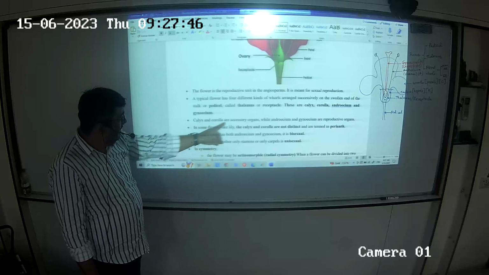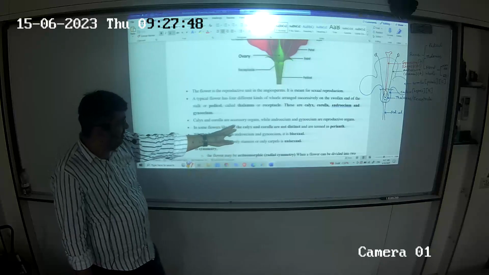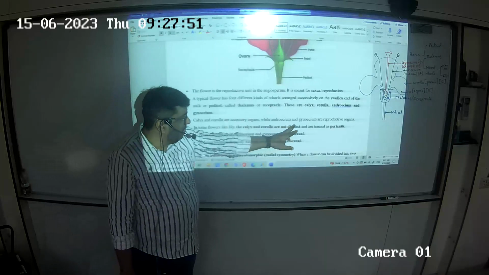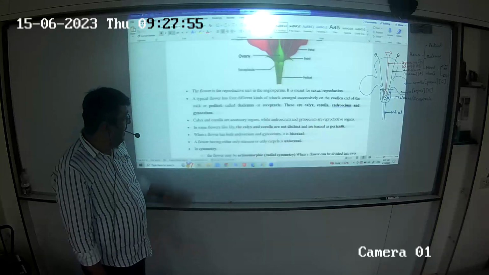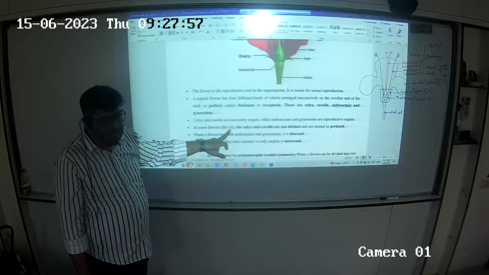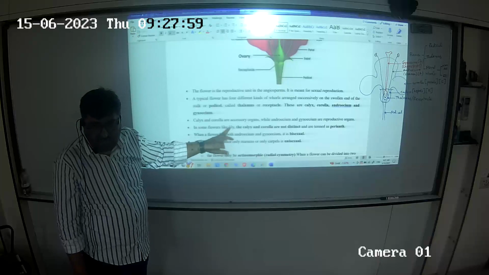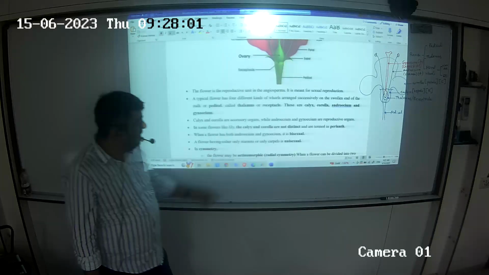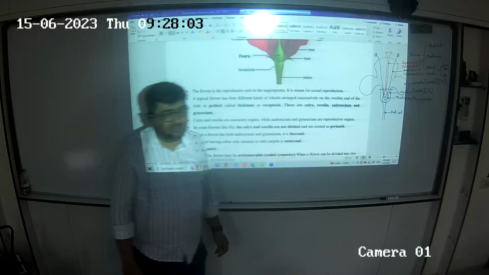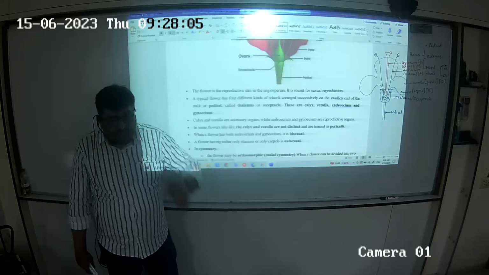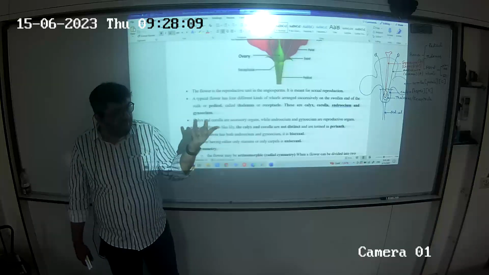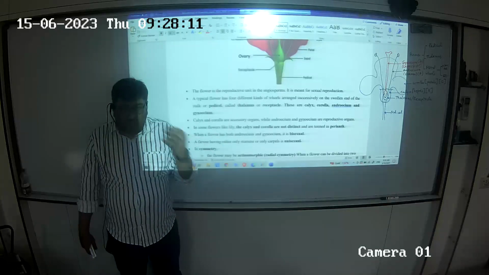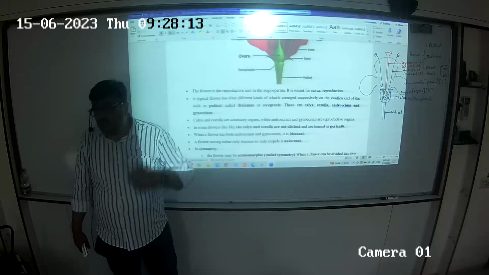Calyx and corolla are accessory, so non-essential. Androecium and gynoecium are reproductive, the essential whorls. In some flowers like lily, please mark it as important, the calyx and corolla are not distinct. You know what is distinct? You cannot differentiate. Right? The difference is not visible. It's a little odd here.